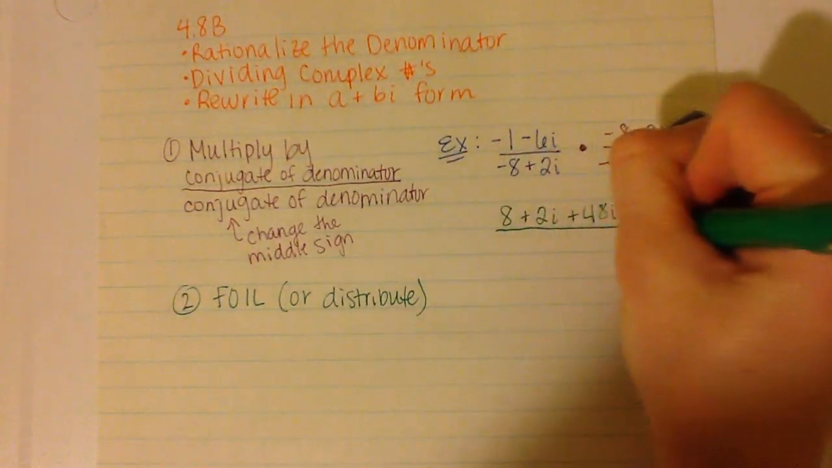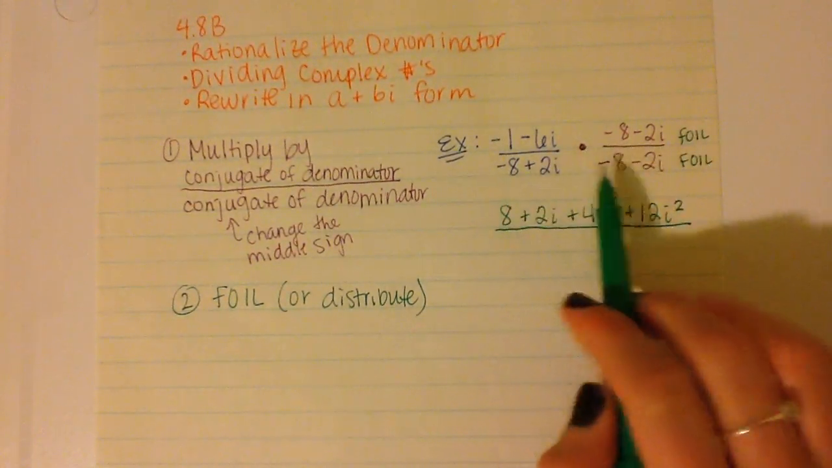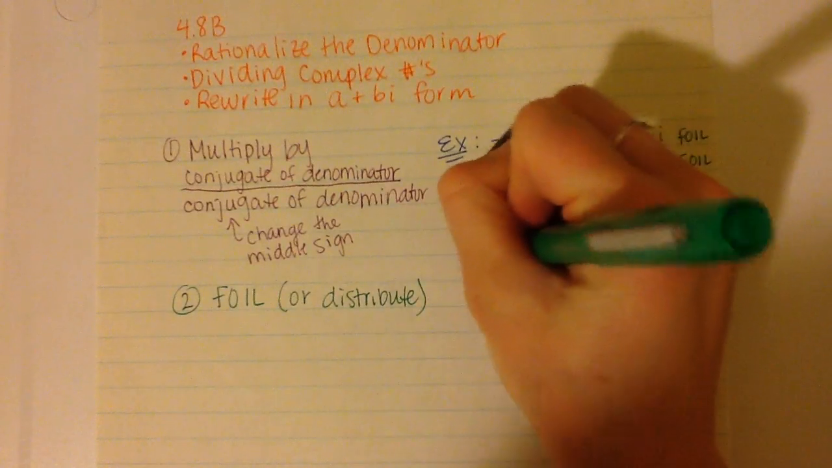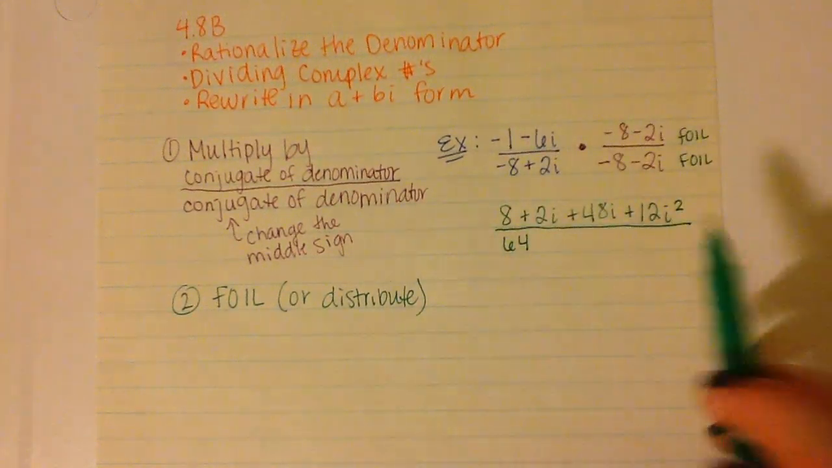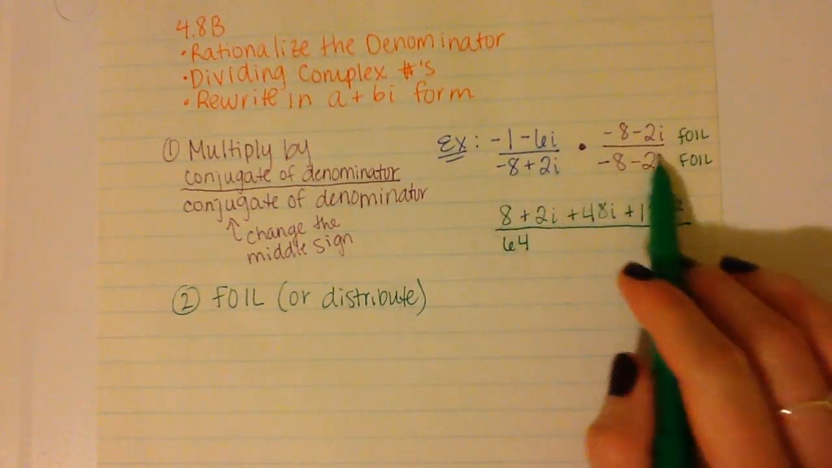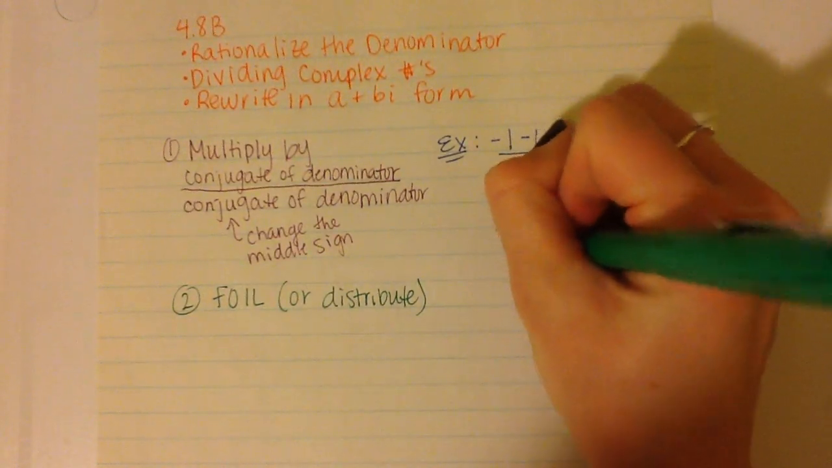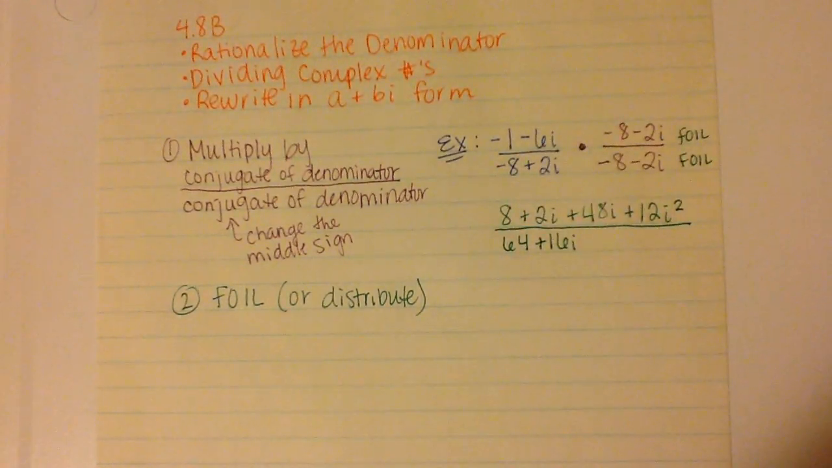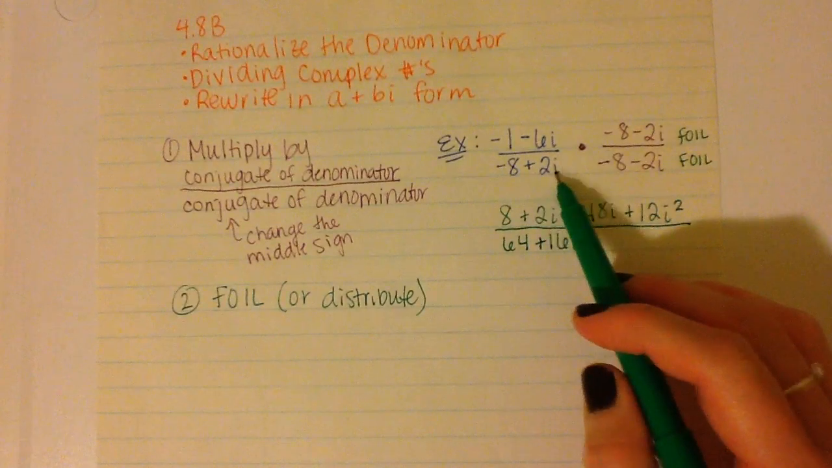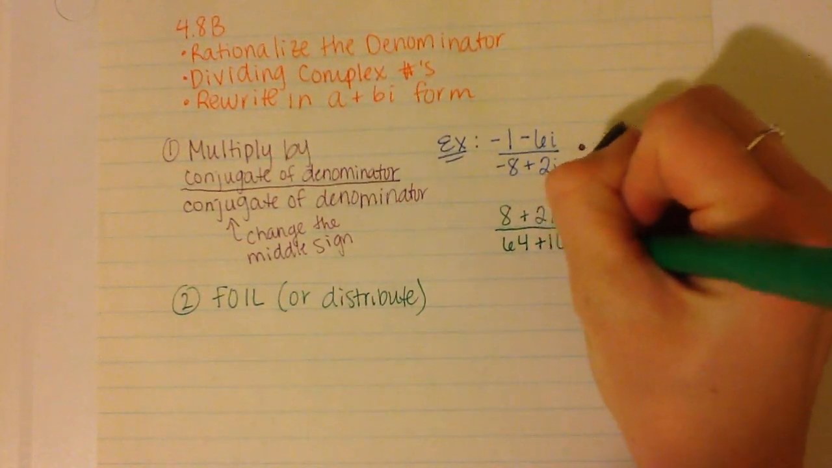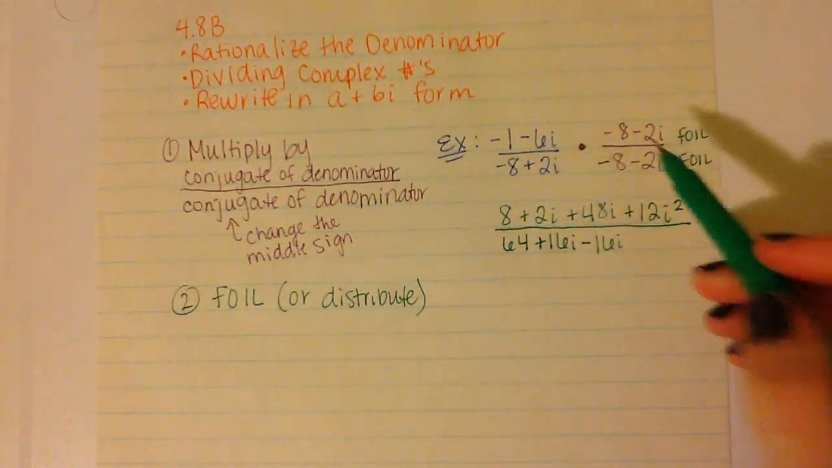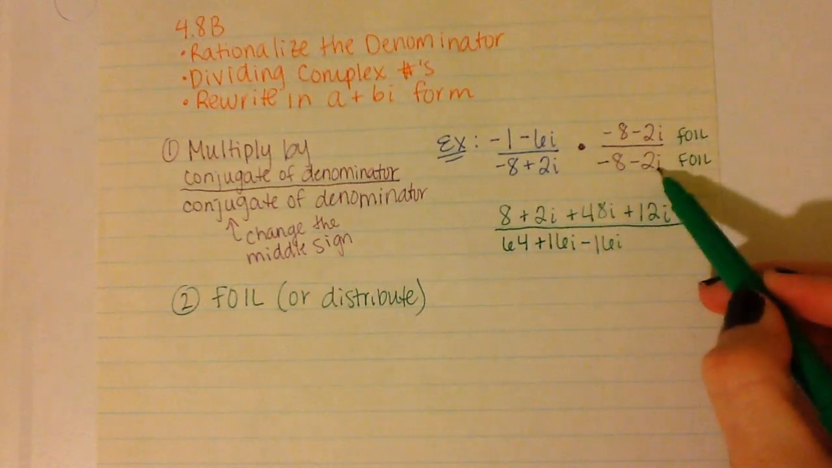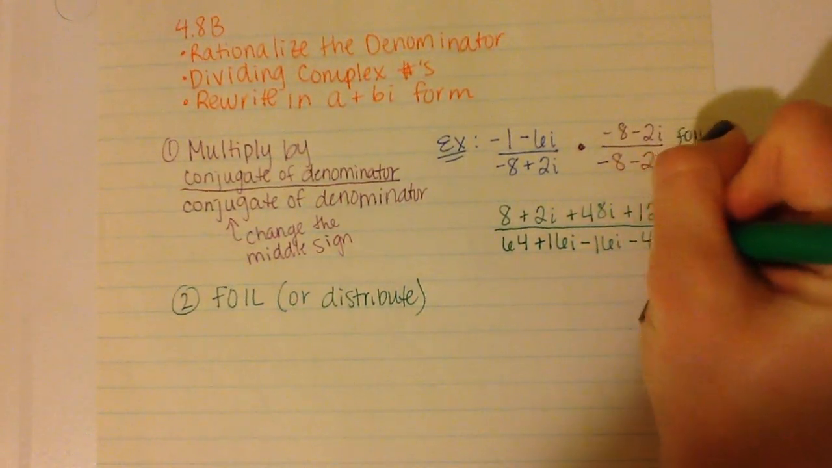Now let's FOIL the bottom. So our first, negative 8 times negative 8, is a positive 64. We have the outside, so negative 8 times negative 2i is a positive 16i. The inside, so we have 2i times negative 8 is negative 16i. And we have the last, so we have 2i times negative 2i would be negative 4i squared.